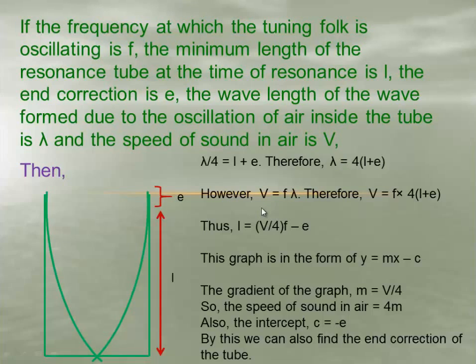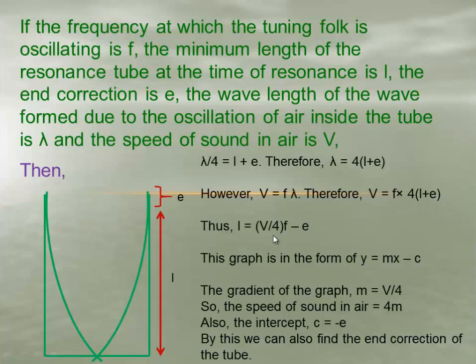However, you know that V equals F lambda. V is the speed of sound in air, F is the resonance frequency, and lambda is the wavelength. So V equals F lambda. Now lambda is 4 times (L plus E), so V equals F times 4 times (L plus E).